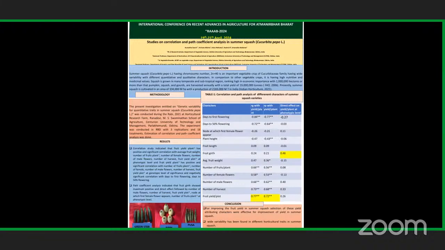Coming to the methodology, the experiment was conducted in Rabi season 2021 at Horticulture Research Farm, M.S. Swaminathan School of Agriculture at Paralakhemundi, Odisha. In this, we have taken 16 genotypes with 3 replications, and the table represents the correlation and path coefficient analysis of different characters of summer squash with respect to yield per plant. And these are the 13 characters we have taken.